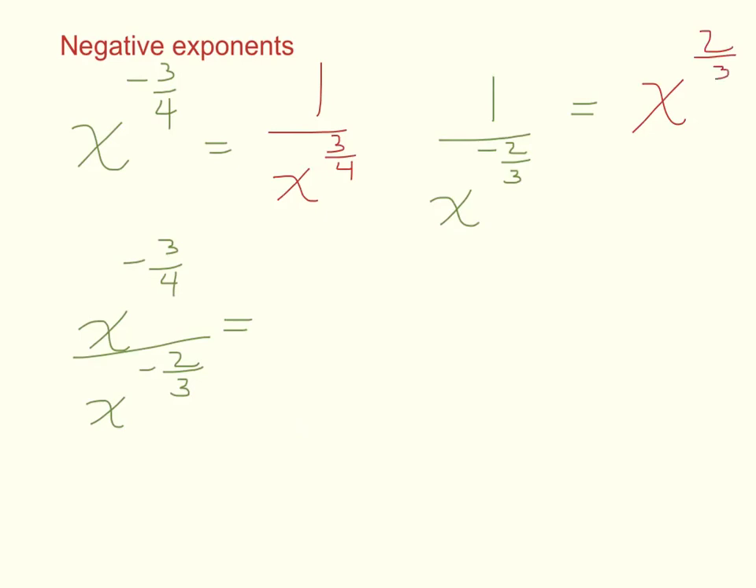And in the third example, we have negatives on top and bottom, so we can switch those around and have x to the 3/4. And if we were continuing on with this question, we could do 2/3 minus 3/4 and complete the question for the division of rules.